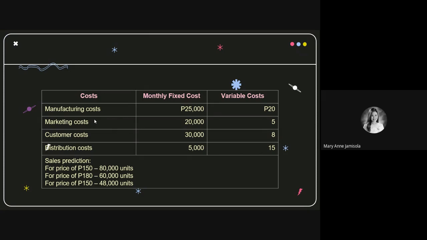You can pause the video if you want to. Make sure that your total cost at the selling price of 150 is 7,344,000. Total cost at selling price of 180 is 4,176,000. Total costs at 225 selling price is only 3,988,000.